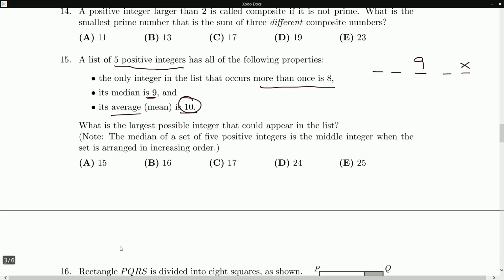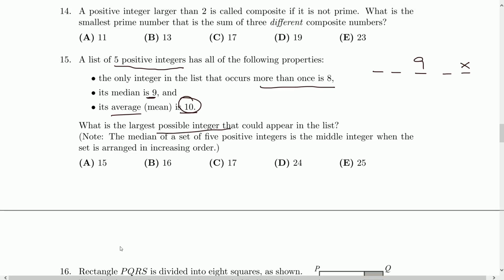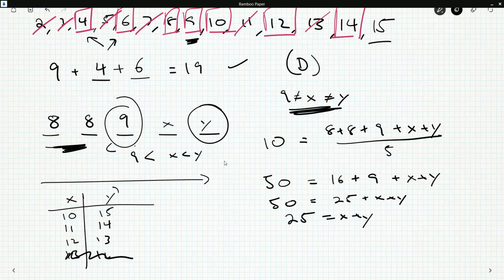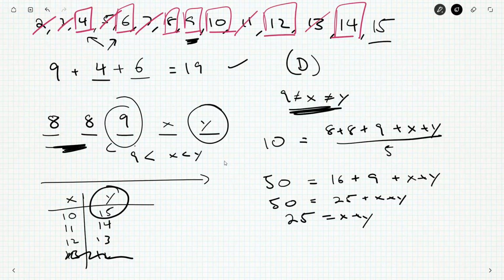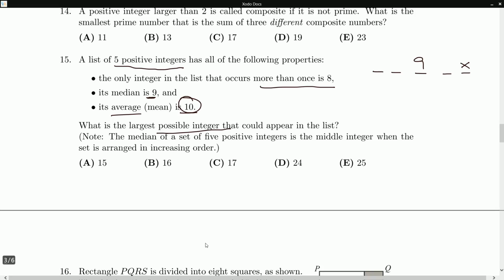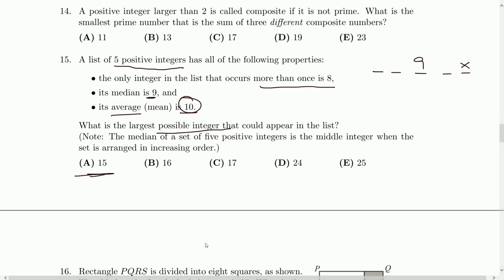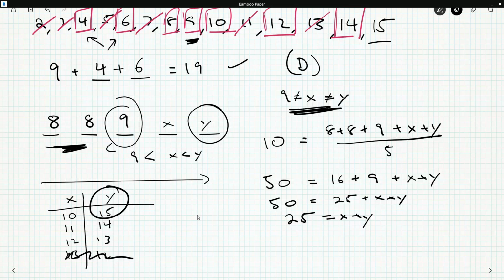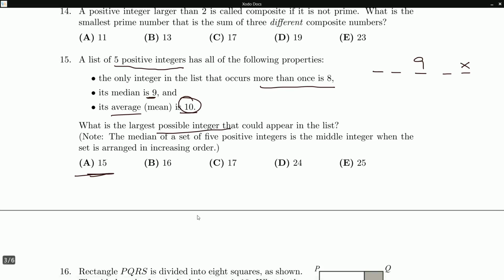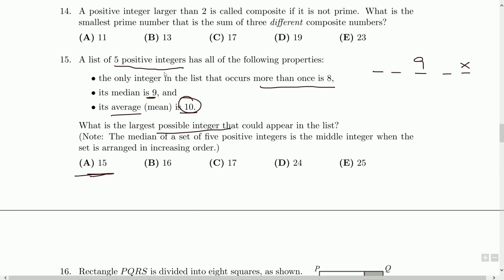Okay, and we want the largest possible integer that could appear in the list, and so that's the biggest possible value of Y, and that means 15. So 15 is going to be our answer to this question, and oddly enough, that's the smallest one that they have listed. Interesting. So that's going to be answer A, 15, and just double check. It was 5 positive integers, right? Because it seems odd that the lowest possible answer for our question here would be the actual correct one. It's not impossible. It clearly has just happened, but yeah.